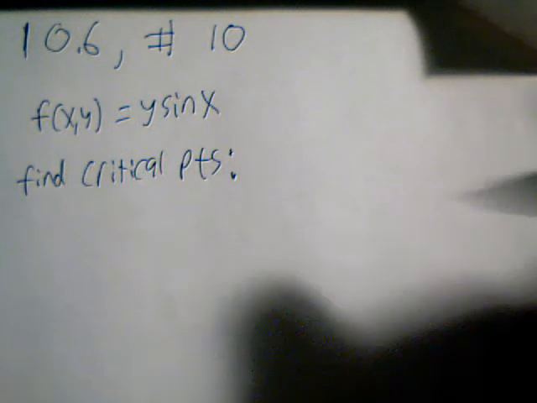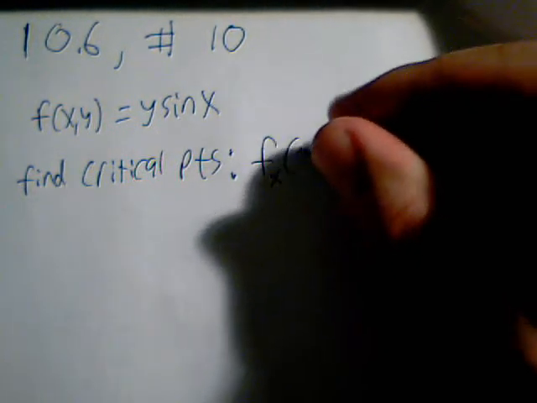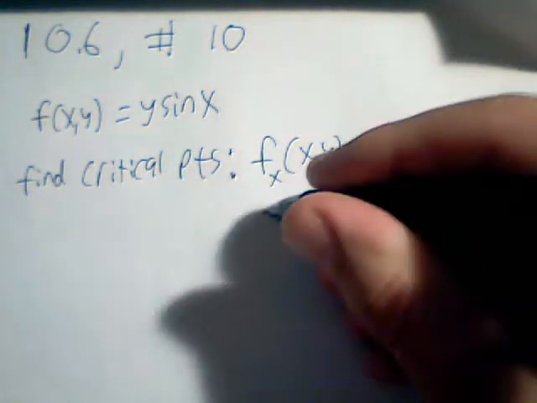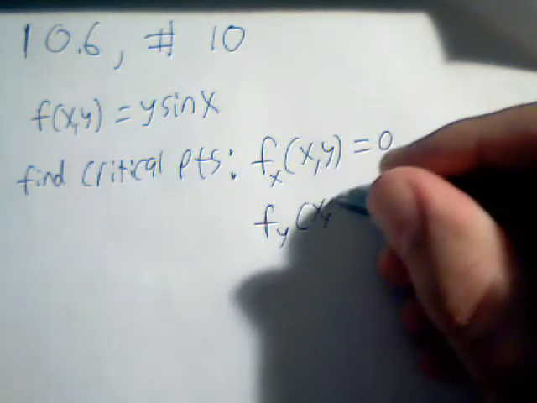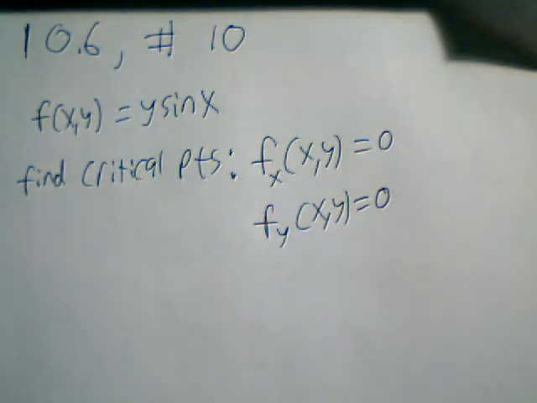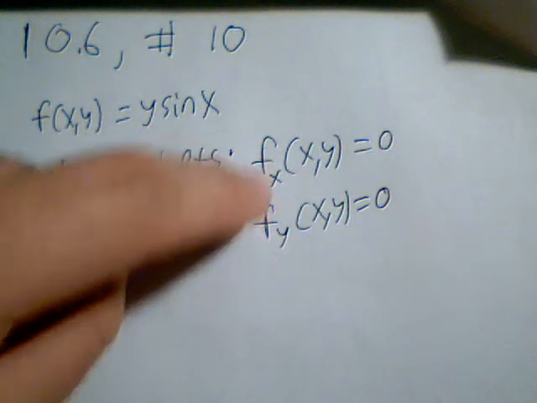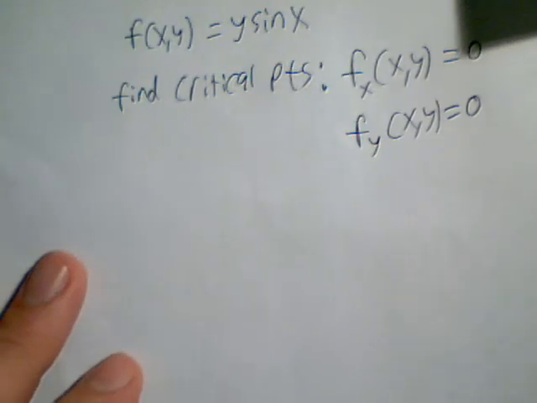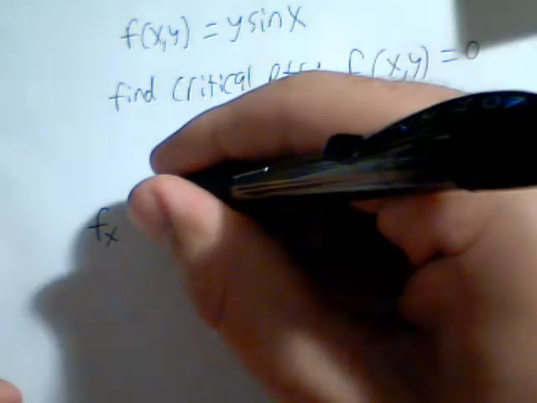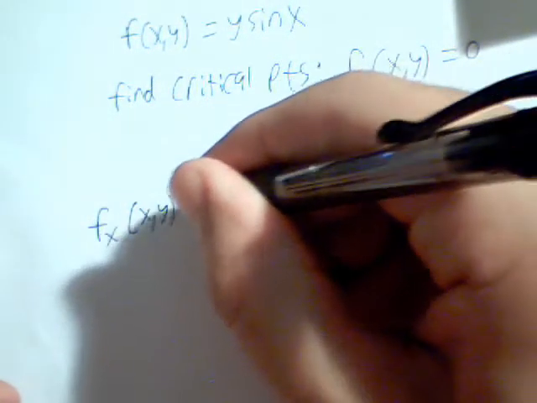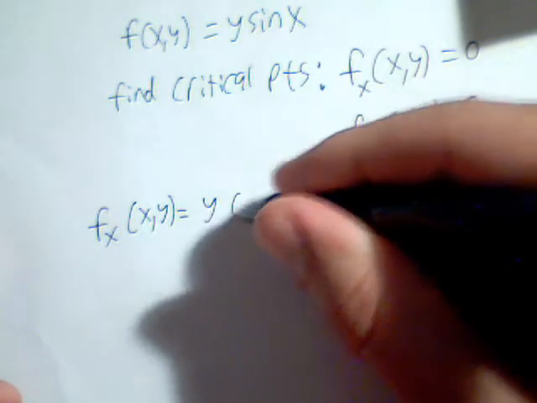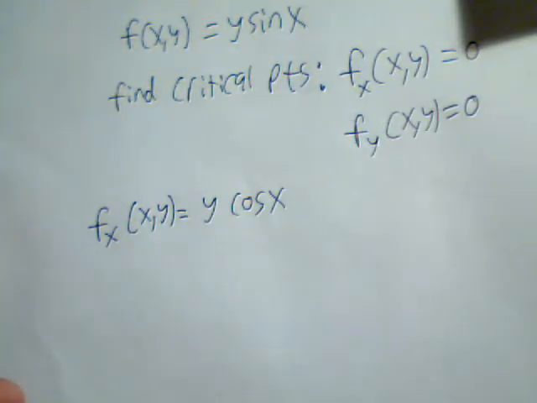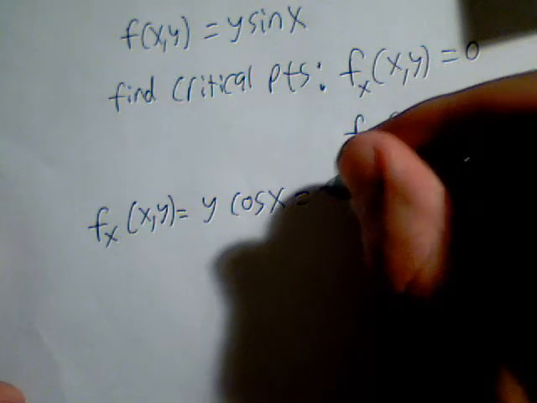Which means I take the partial with respect to x, set it equal to 0, and the partial with respect to y, set that equal to 0. These have to be true simultaneously, then I have a critical point. So first things first, we find the partial with respect to x, which is going to be y cosine x. And we set that equal to 0.